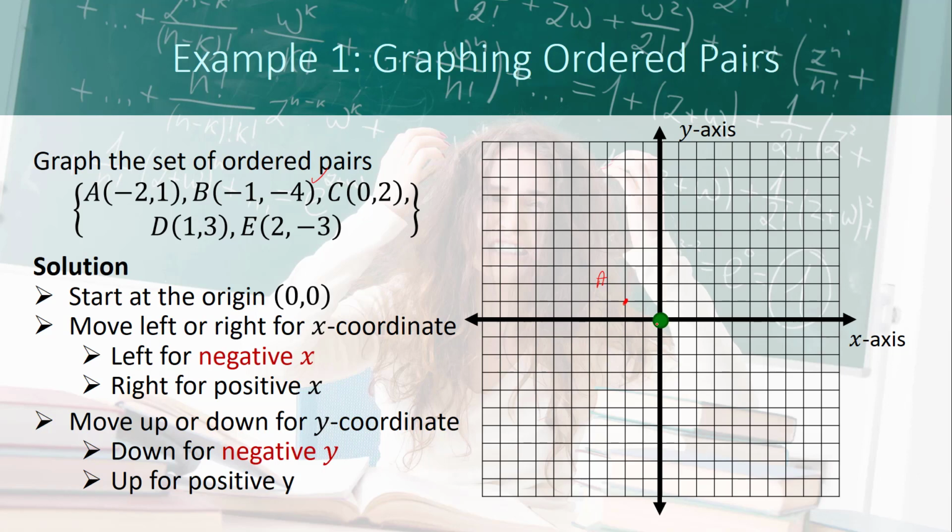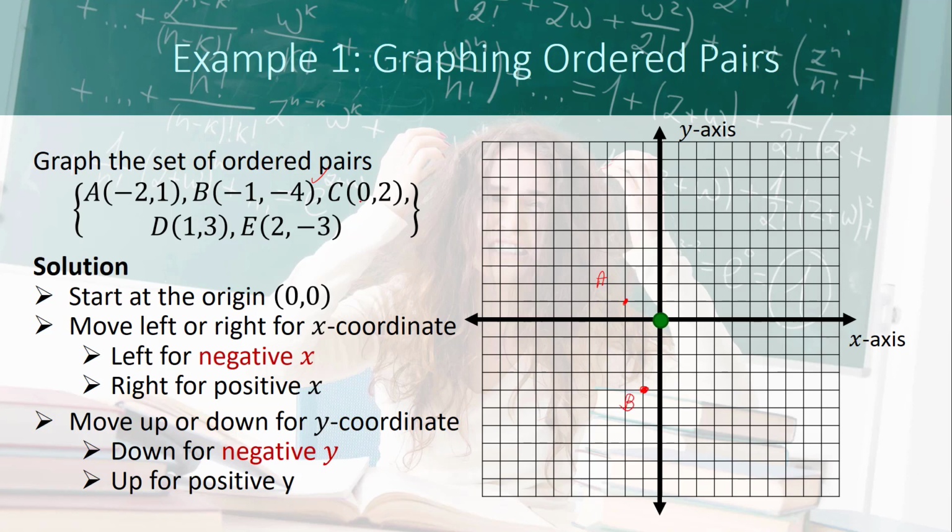Since it is negative, we are going to go left in the negative direction for the x. Since the y is negative 4, we are now going to go down for the negative y value. 1, 2, negative 1, negative 2, negative 3, negative 4, and that is the point for B.